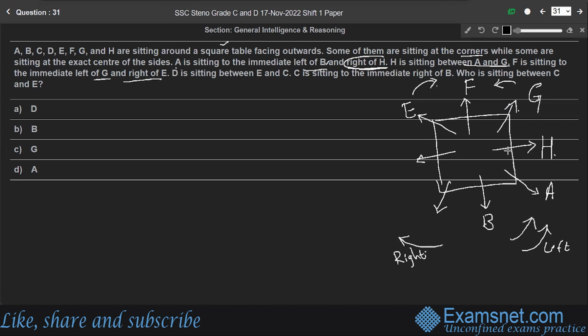Next, D is sitting between E and C, right? Therefore, C's position is like this, right? To the immediate right of B, C is sitting to the immediate right of B, right? Now the last point is that C is sitting to the immediate right of B. So this condition is satisfied. So the question is, who is sitting between C and E? Between C and E, D is sitting, right? Therefore, option A is the right answer.